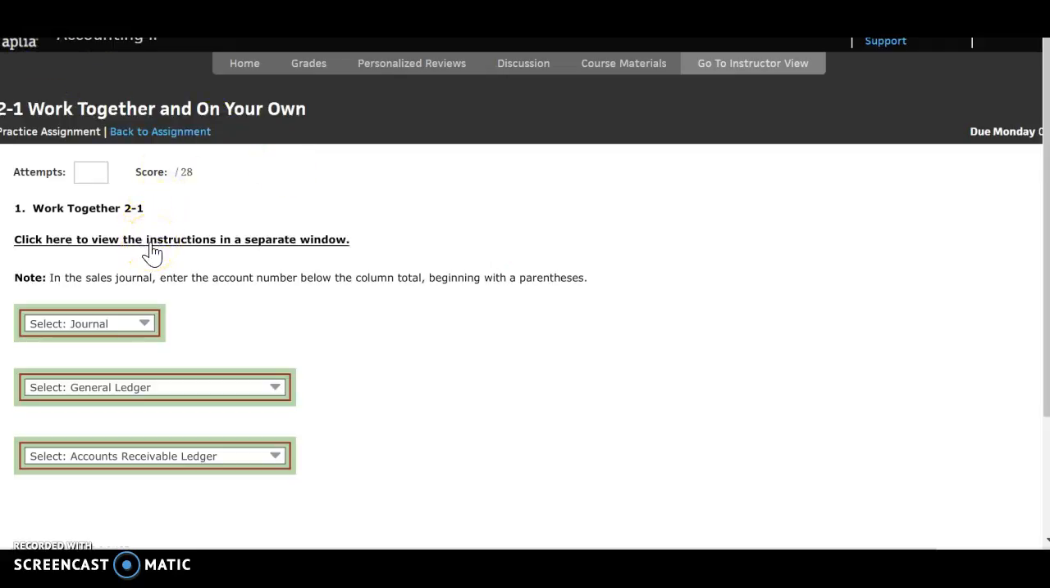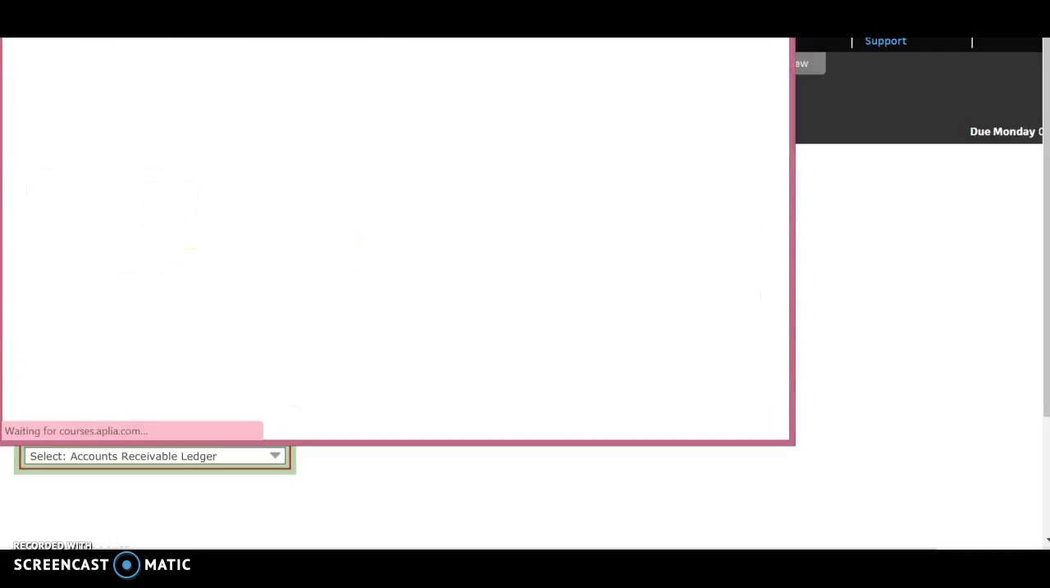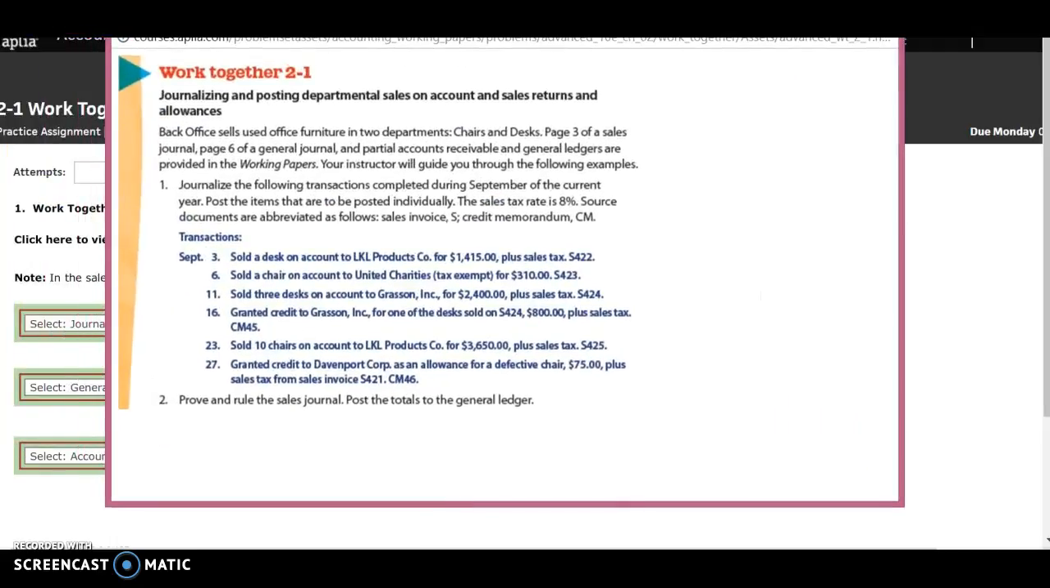Like I said, it might be beneficial to grab a book and have your book open to the 2-1 so that you don't have to click back and forth for directions. Totally up to you though.